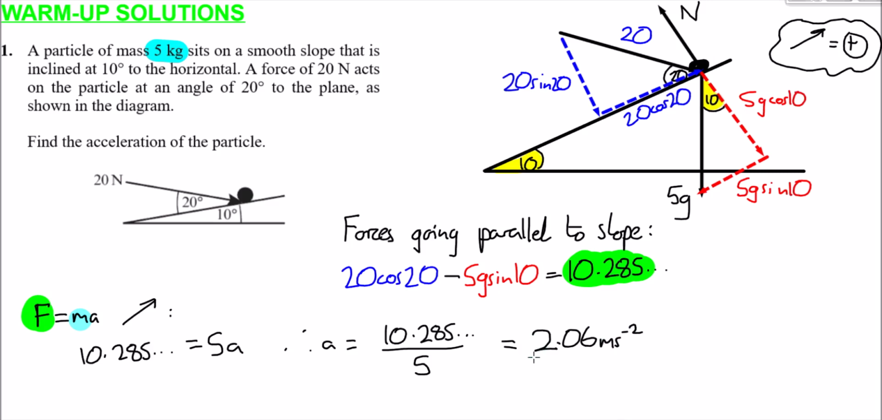We can now have a look at question 2 on this warm-up. So the first one, 2.06 meters per second squared.